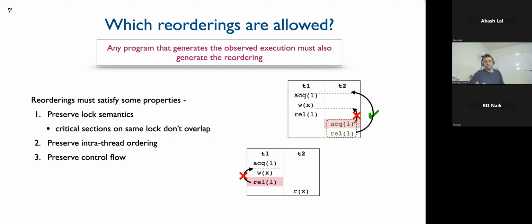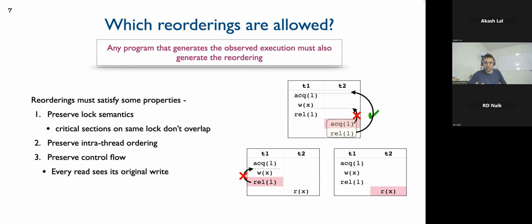Finally, again, because I don't have access to the source code, I want to ensure that whatever reordering I do also preserves the control flow, which means that every read event in the reordering also observes the same write as in the original execution. So for example, here I cannot do this. I cannot reorder the read of X in T2 before the write of X in T1, because then it might see a different value.